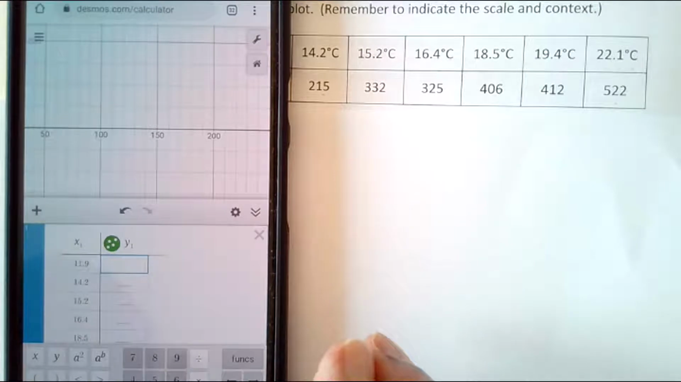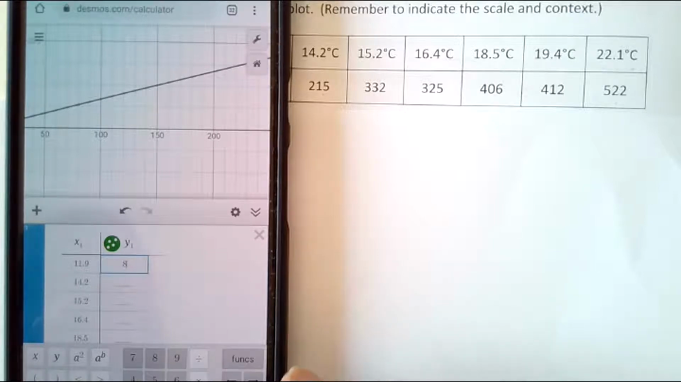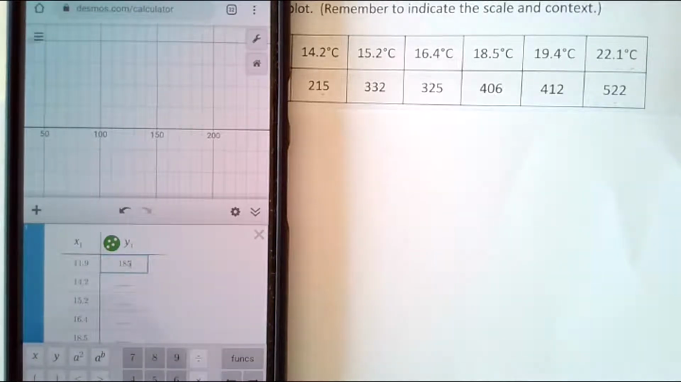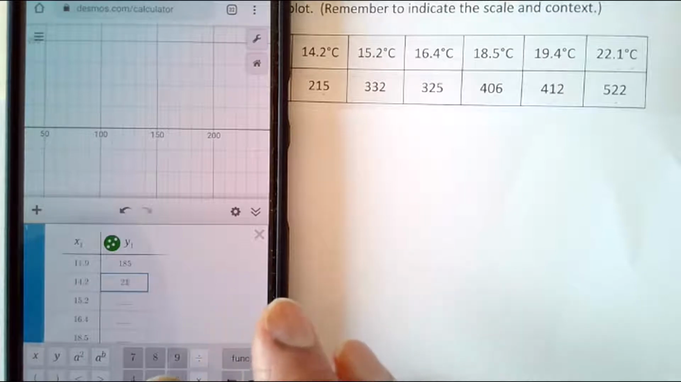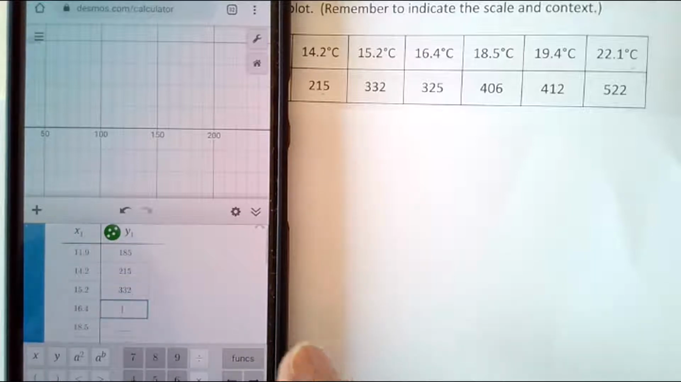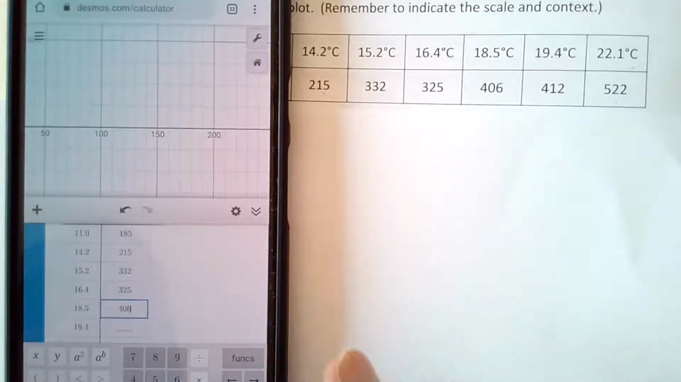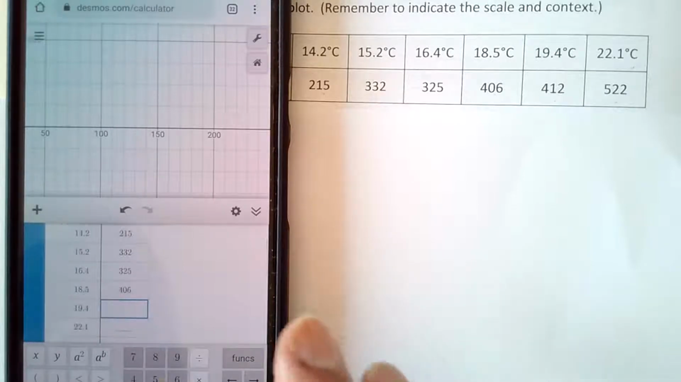I put my Y values, I have 185, 215, 332, 325, 406, 412, and the final one, 522.